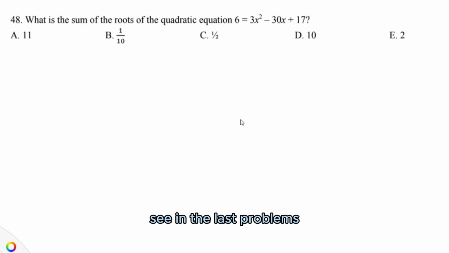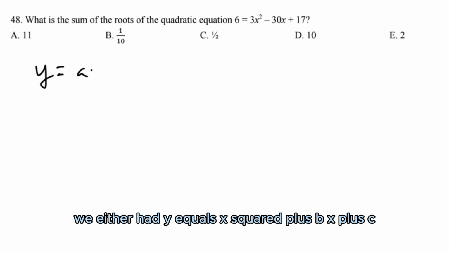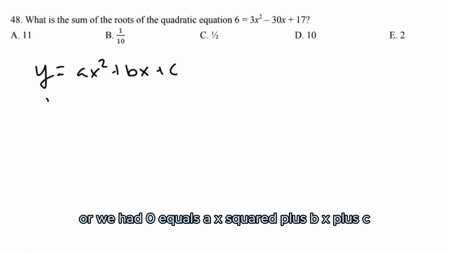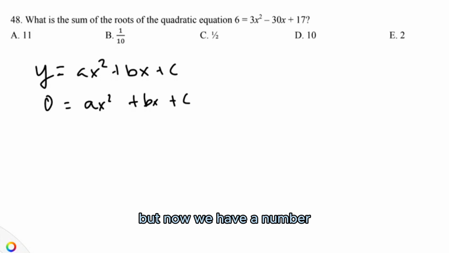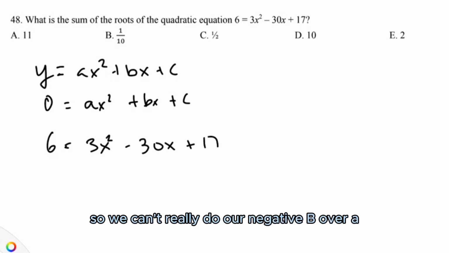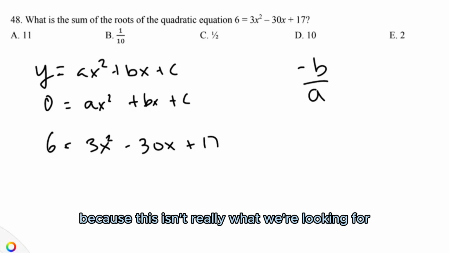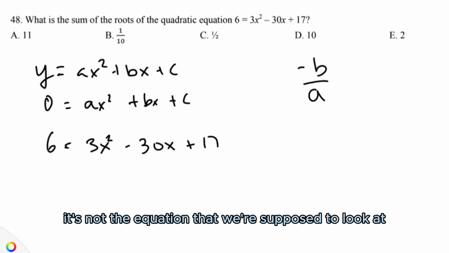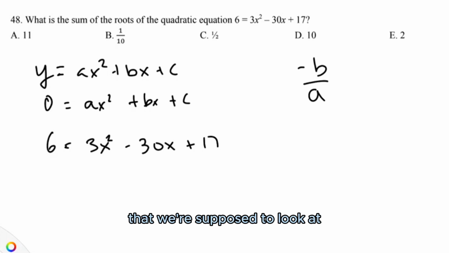See, in the last problems, we either had y equals ax squared plus bx plus c, or we had 0 equals ax squared plus bx plus c. But now we have a number. We have 6 equals 3x squared minus 30x plus 17. So we can't really do our negative b over a because this isn't the equation that we're supposed to look at. So how can we find the equation that we're supposed to look at?